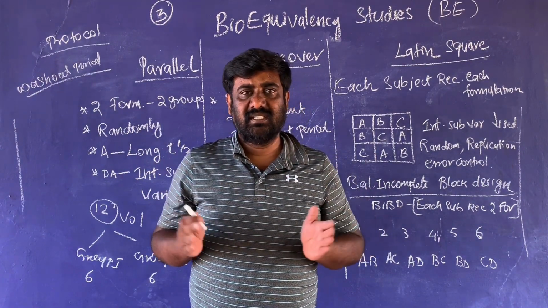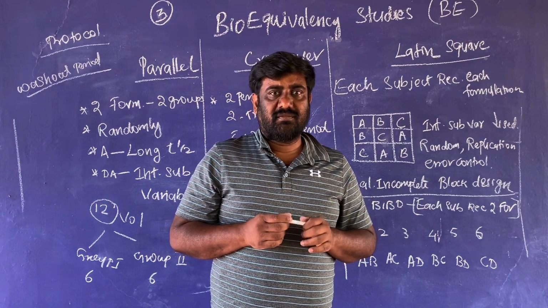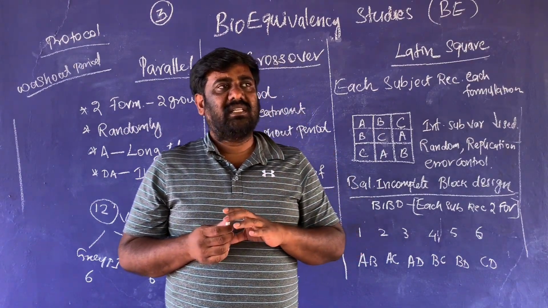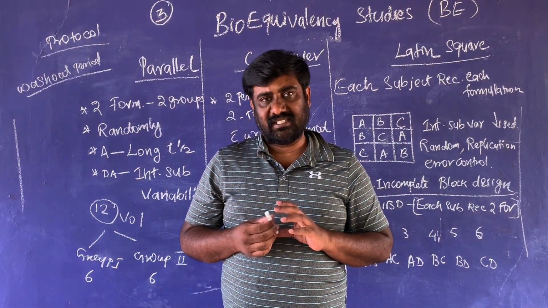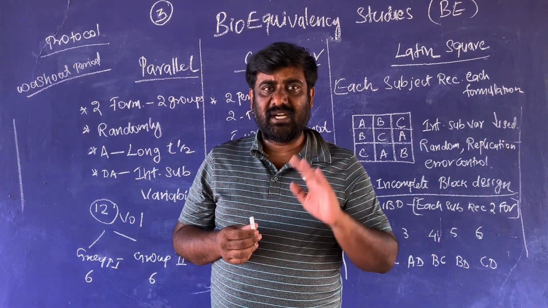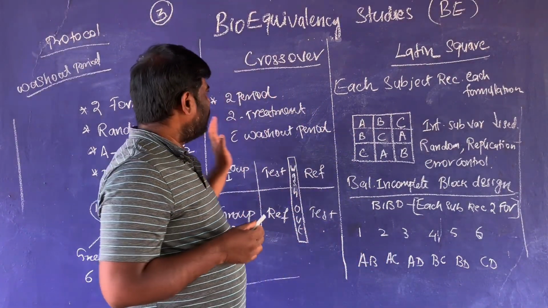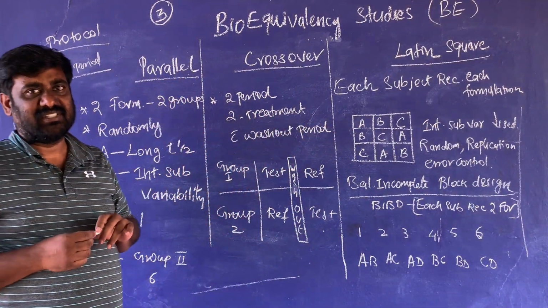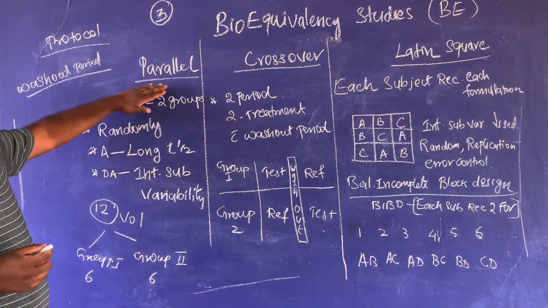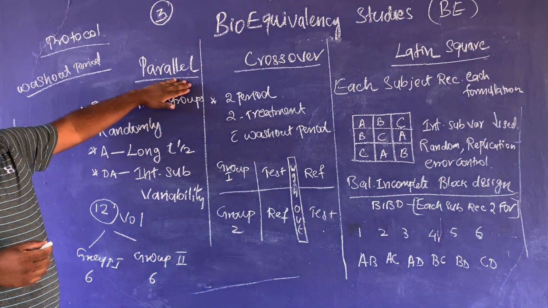So now the major protocol is framed. Now we will imagine we are selecting 12 healthy human volunteers. If 12 volunteers are selected, how the individual design varies, we will check now. The first one is parallel design study.